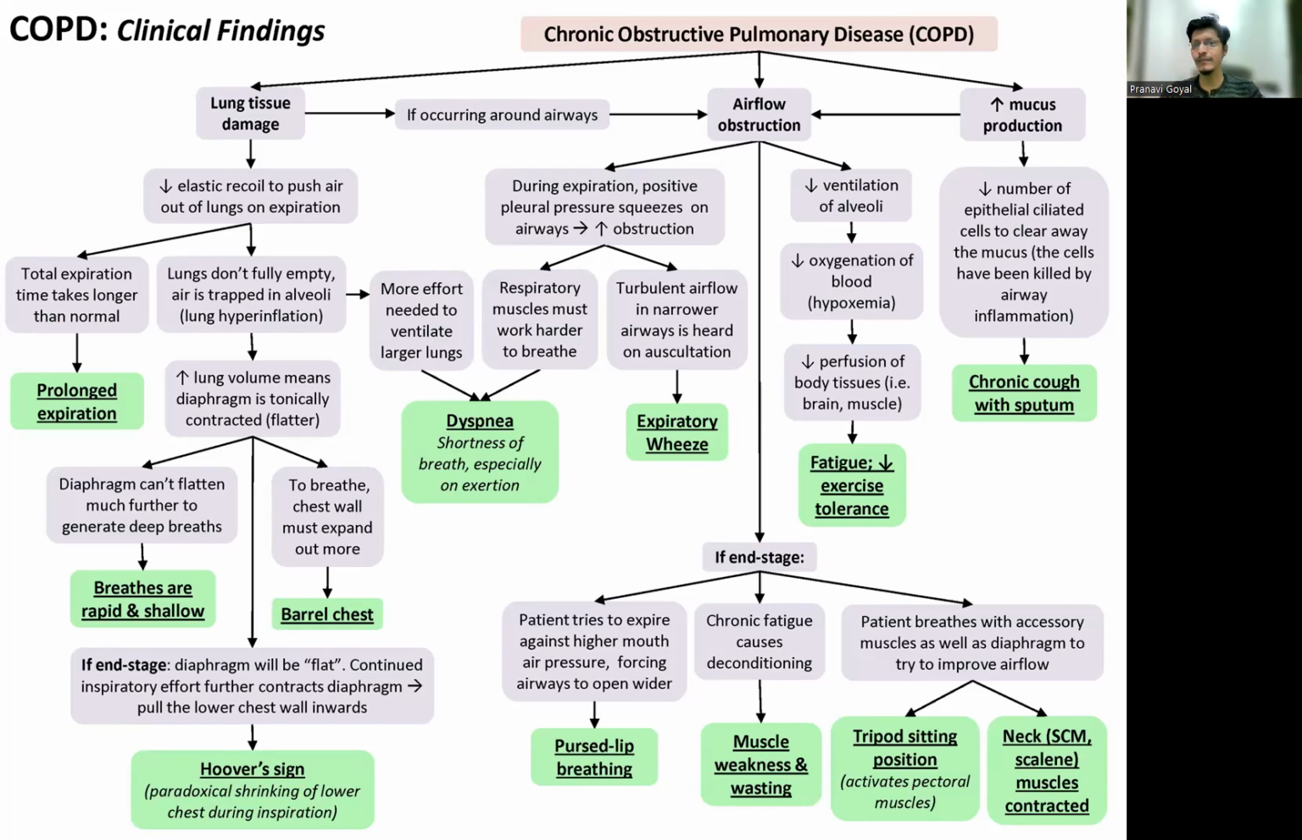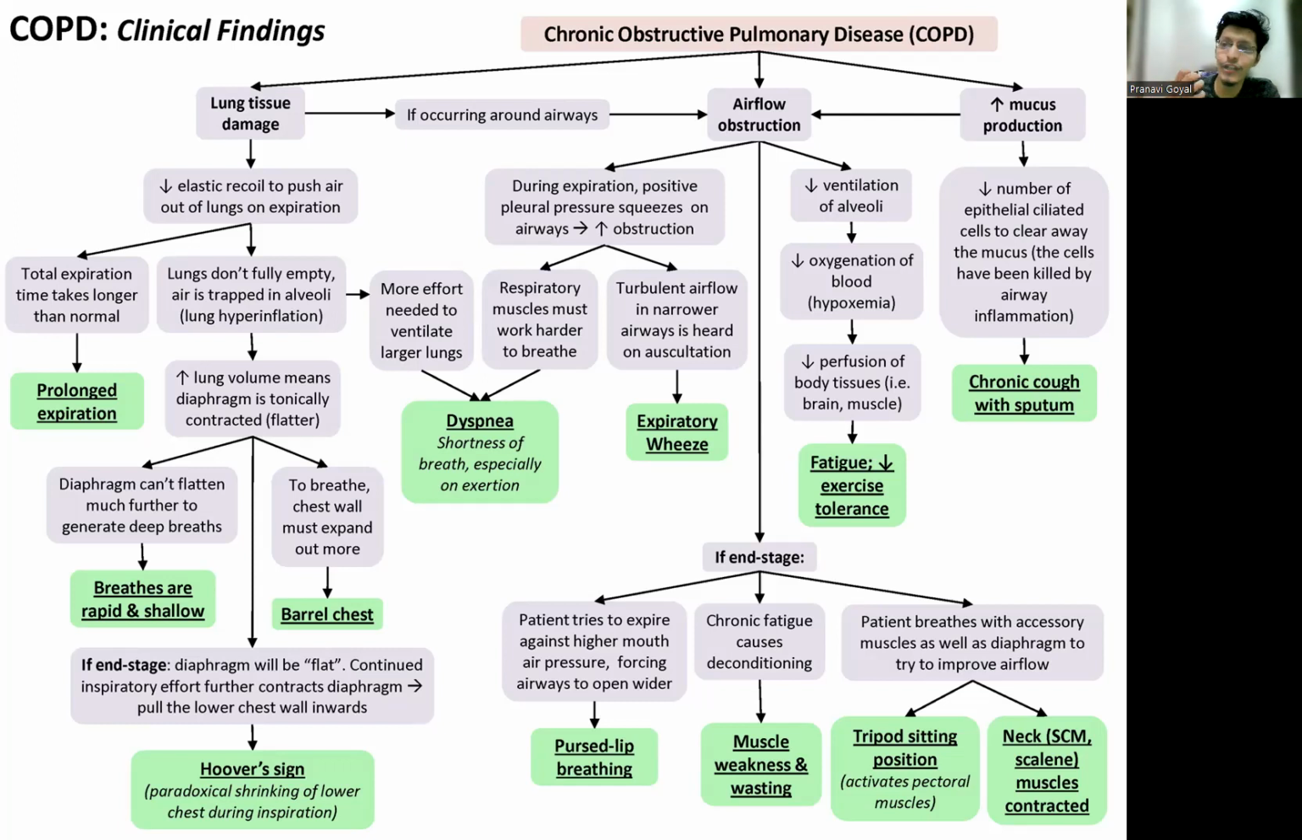Second, during expiration, there is a positive pleural pressure which squeezes the airways, leading to shortness of breath and narrowing of the airways, leading to expiratory wheeze. Third, there is a reduction of ventilation of the alveoli, leading to reduced oxygenation of blood and reduced perfusion of the tissue, leading to fatigue and reduced exercise tolerance. Now, because of increased mucus production, all the mucus will keep collecting over there and there will be a chronic cough with sputum.